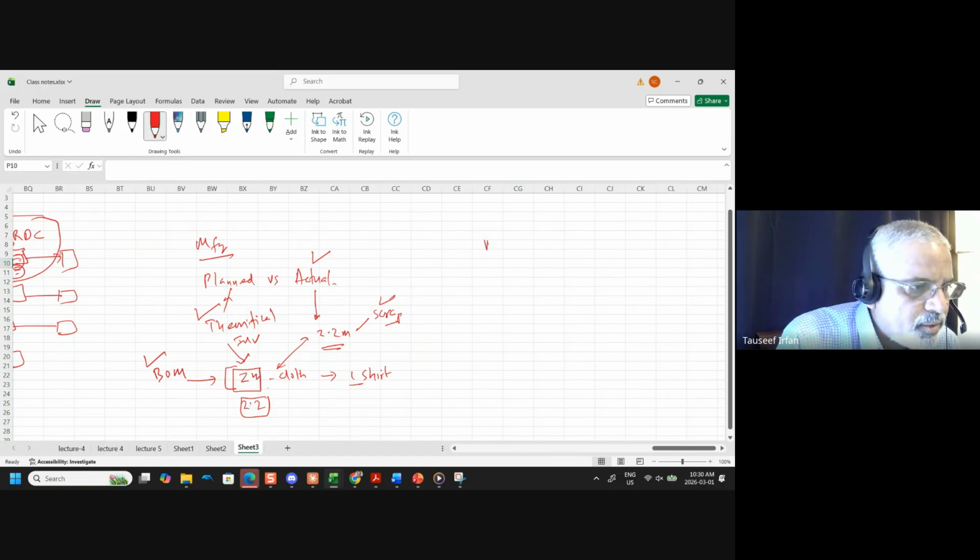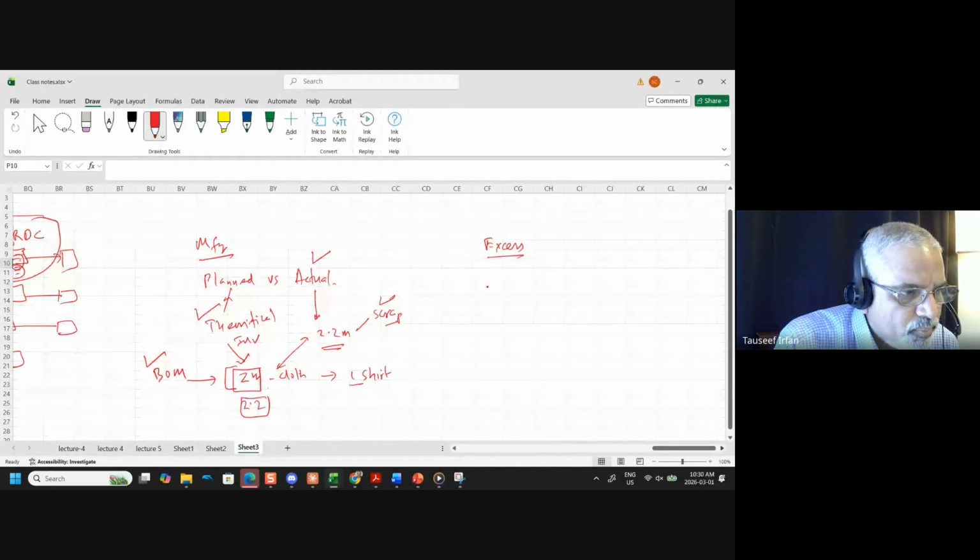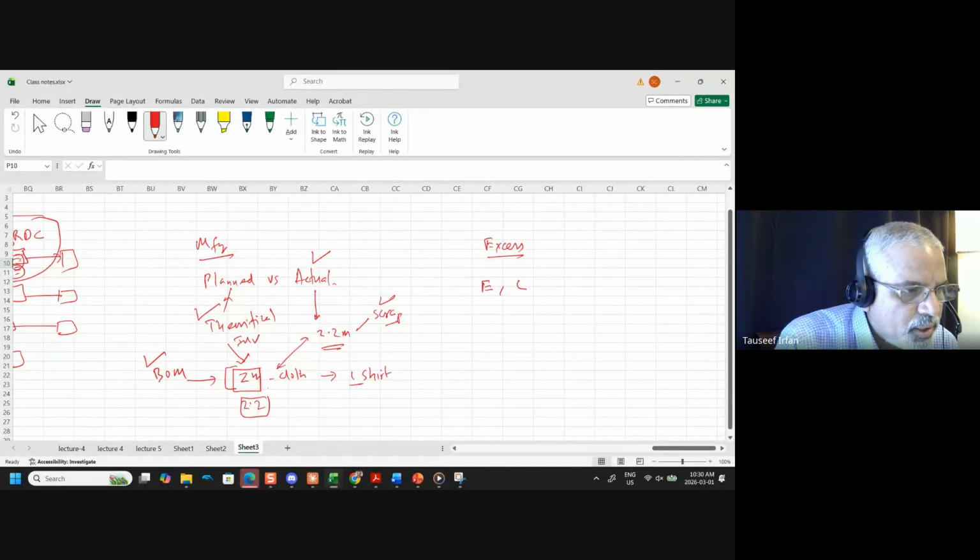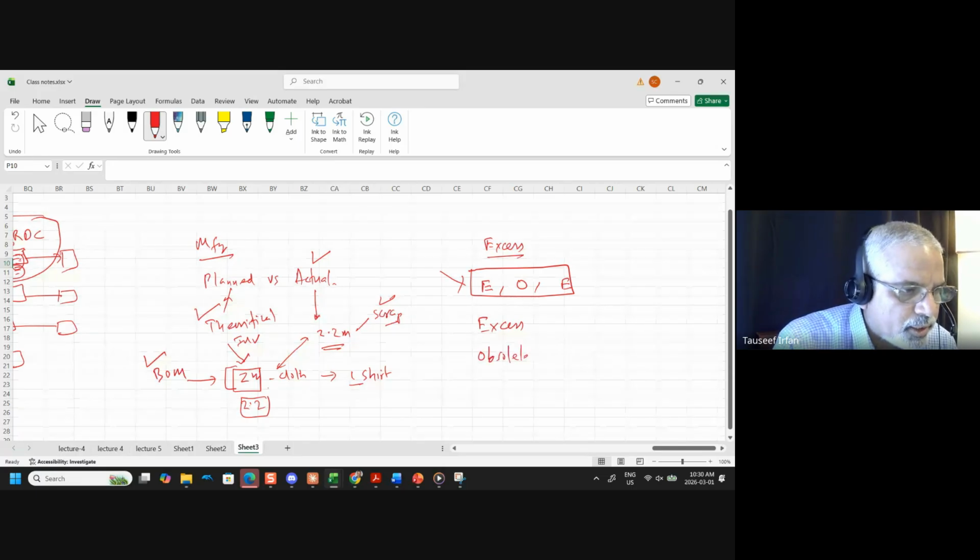Excess inventory is excess, obsolete, and expired. Always remember this. This analysis is always going on. Excess, obsolete, and expired.